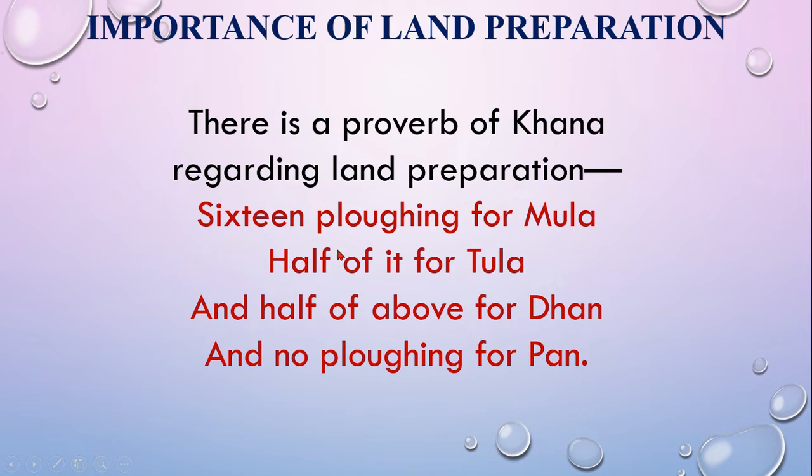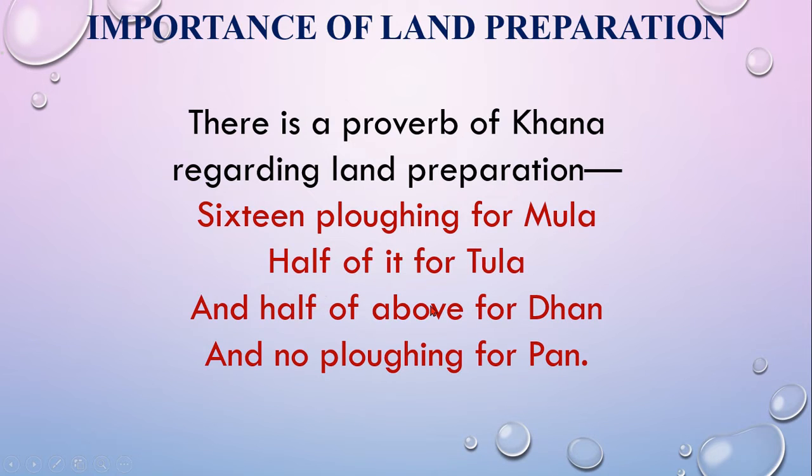Here you see one proverb. You can find this proverb in your textbook on page number 9. This is very, very important. This proverb is from Khona, and it is about land preparation. The proverb is: 16 plowings for mula, that means radish, and half of it for tula, that means cotton. That means for radish cultivation you need 16 plowings, and for cotton cultivation you need half of it, that means 8 plowings, and half of that again for dhan, that means for rice cultivation.